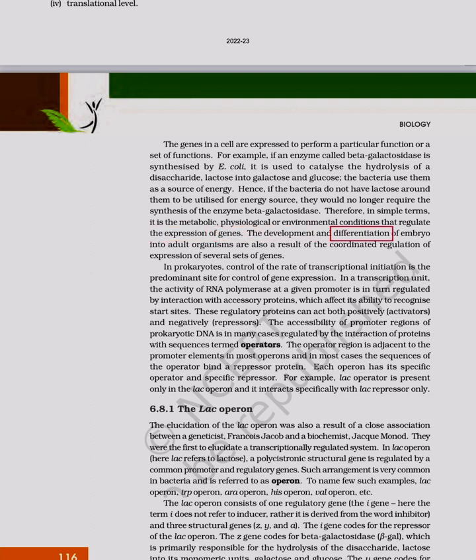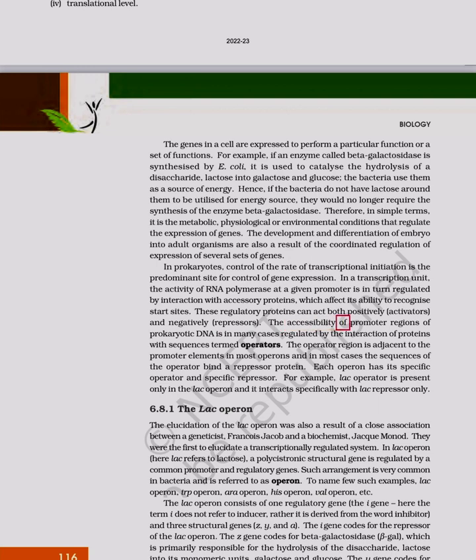The development and differentiation of embryo into adult organisms are also a result of the coordinated regulation of expression of several sets of genes. In prokaryotes, control of the rate of transcriptional initiation is the predominant site for control of gene expression. In a transcription unit, the activity of RNA polymerase at a given promoter is in turn regulated by interaction with accessory proteins, which affect its ability to recognize start sites. These regulatory proteins can act both positively, activators, and negatively, repressors.